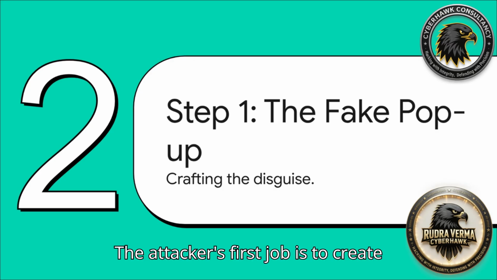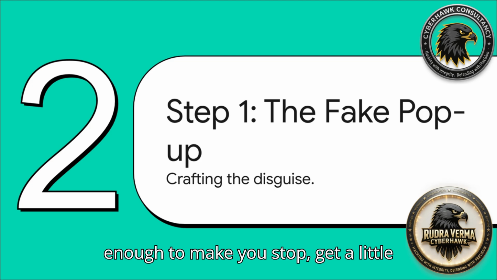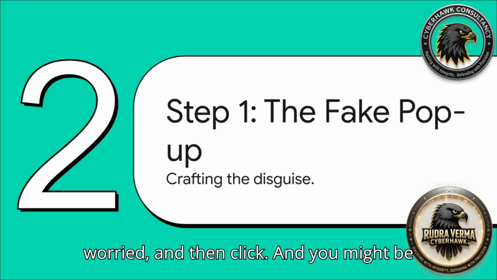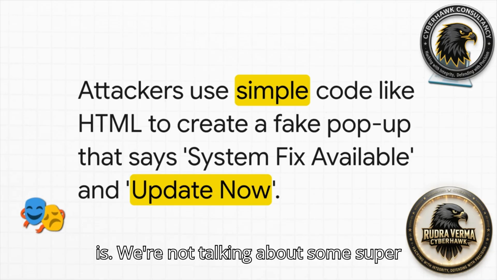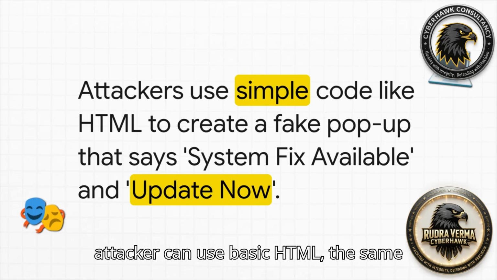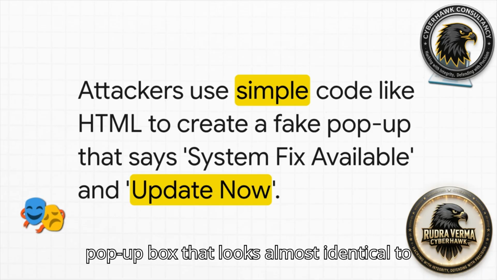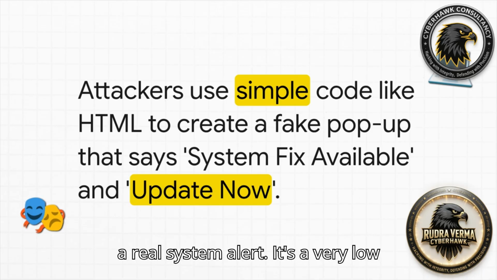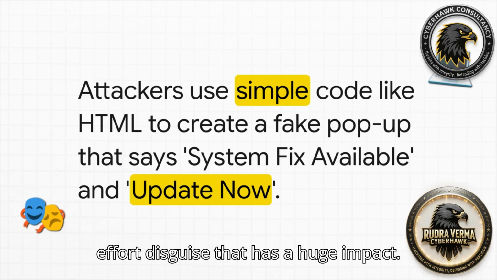The attacker's first job is to create something that looks just legitimate enough to make you stop, get a little worried, and then click. And you might be surprised at just how simple this really is. We're not talking about some super complex, sophisticated code here. An attacker can use basic HTML, the same stuff that builds web pages, to whip up a pop-up box that looks almost identical to a real system alert. It's a very low-effort disguise that has a huge impact.